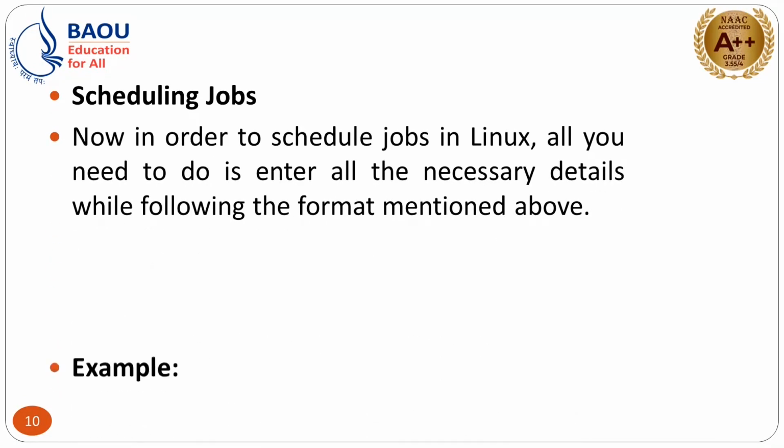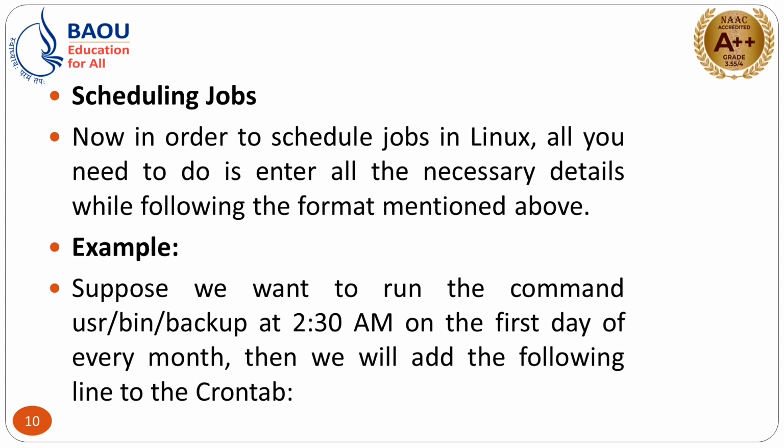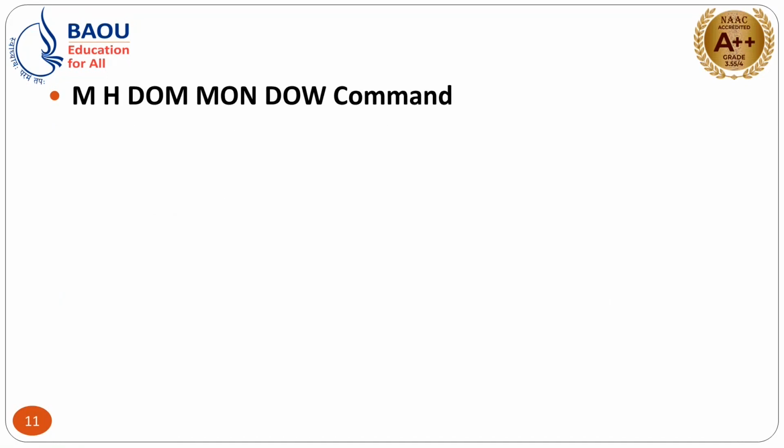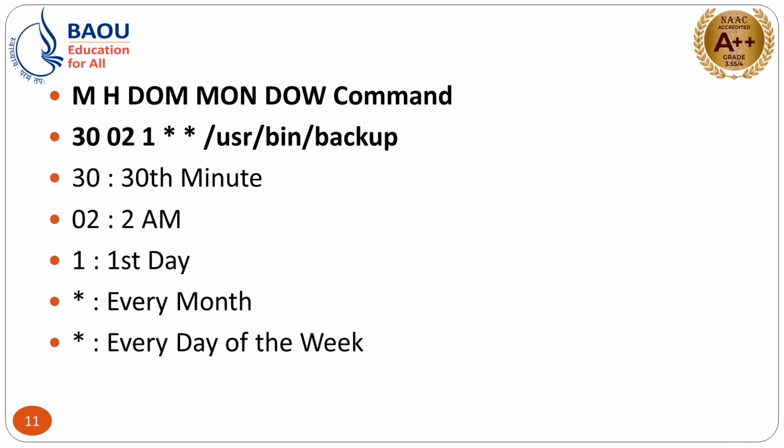Now how do you schedule the job? Here an example is given. Say you want to execute the command /usr/bin/backup. That means you want to take a backup at 2:30 AM on the first day of every month, right? This is our requirement. So how can you apply this? You can see in the example, first M represents the minutes, that is 30 minutes, then 2, that is 2 AM, then 1, that is the first day, then an asterisk, that is every month.